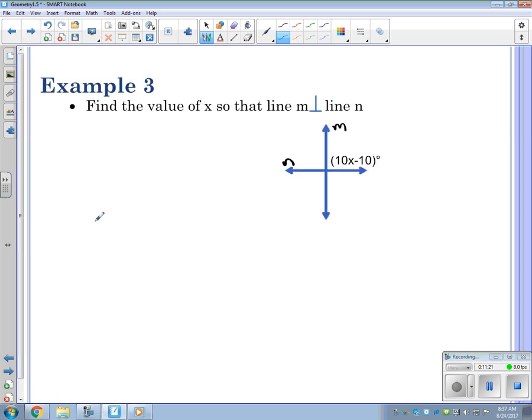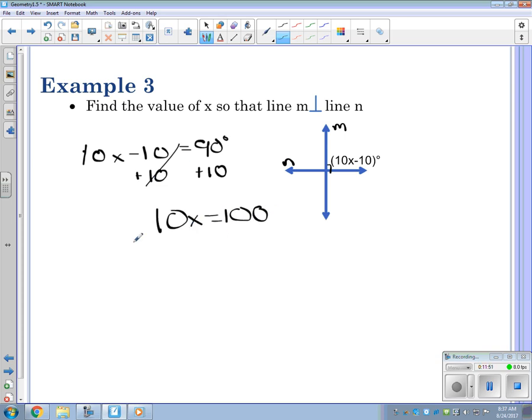Example 3, again, pause the video at this point, get this written, and when we are ready, go ahead and press play to move on. Find the value of x so that line M, reminder that means perpendicular to line N. So if these two are going to be perpendicular, that's got to be a right angle. So we would know that 10x minus 10 must equal 90 degrees. Add 10, add 10. So 10x equals 100. Divide by 10.